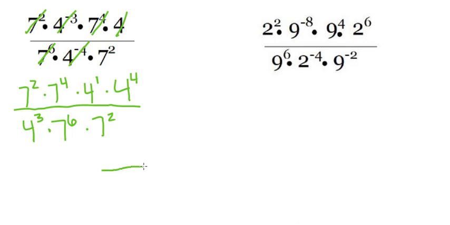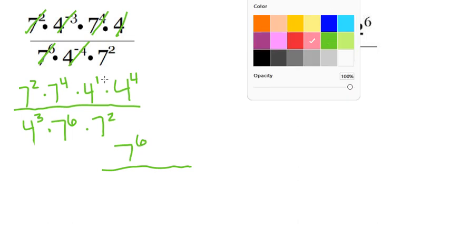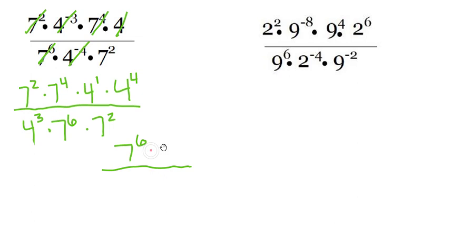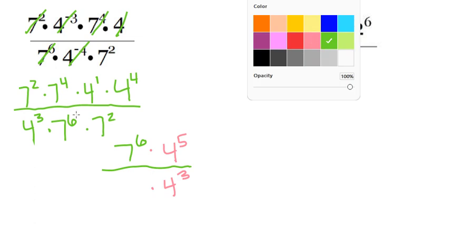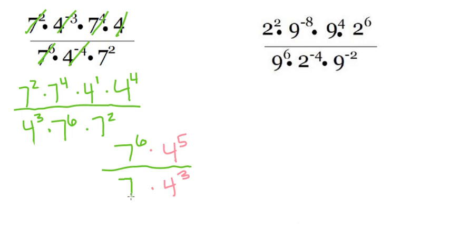So at this point, the process continues just like the problems that we just did. I've got 7 squared times 7 to the 4th, and that gives you 7 to the 6th. Then I've got 4 to the first times 4 to the fourth, and that's going to give us 4 to the fifth. Well, now I'm going to keep using my 4's, so I've got 4 to the third. That's the only thing down there that I can do with the 4. And then my 7 is 7 to the 6 times 7 squared, so that's 7 to the 8th.